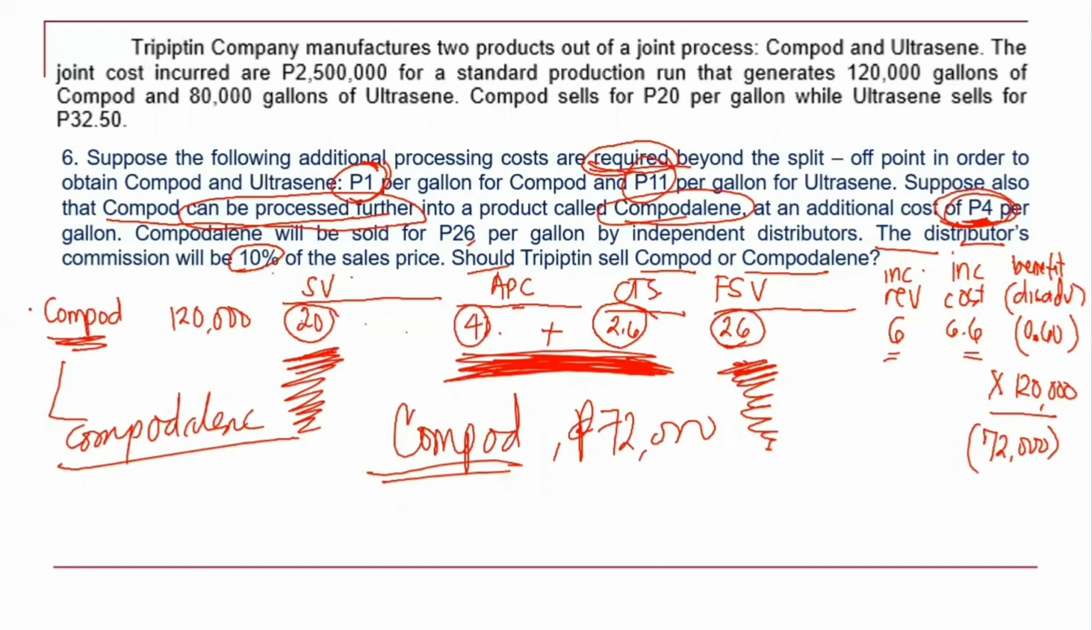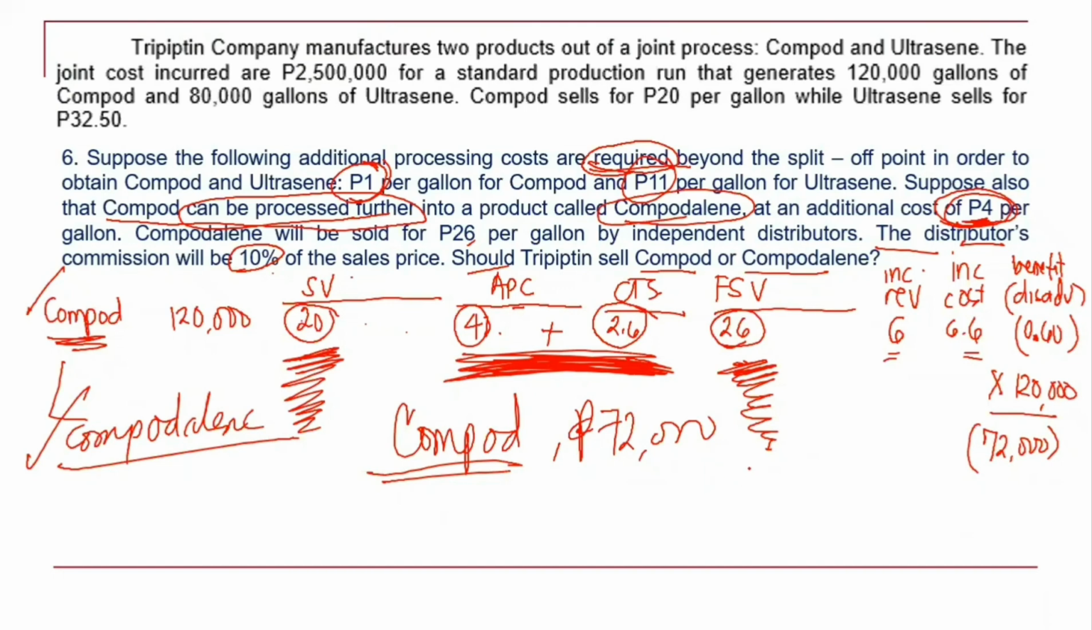Kasi whether you produce Compod or Compodalin, that piso, that joint cost, itong piso na yan will be part of the 2 products. Kaya kapag parehas na part ng 2 products na yan, so ano na po siya? Irrelevant sa decision natin. Alright? So I hope I was able to answer your question. Okay naman na daw. Okay, so that's good.